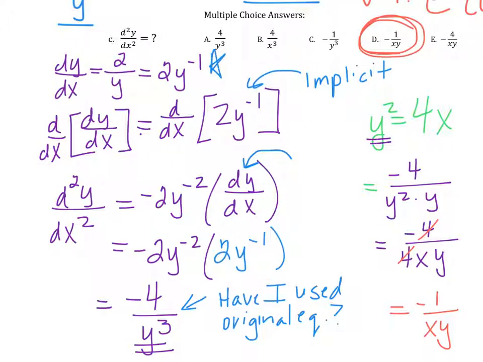And where they stop, it just depends. It depends who was writing the test. It depends how nice they were feeling. So yes, they could have stopped there, but if you don't see your answer choice and you haven't used the original, look to use the original to simplify. But the key for the second derivative is right here where you remember to plug in for dy/dx, and you'll always have to do that.